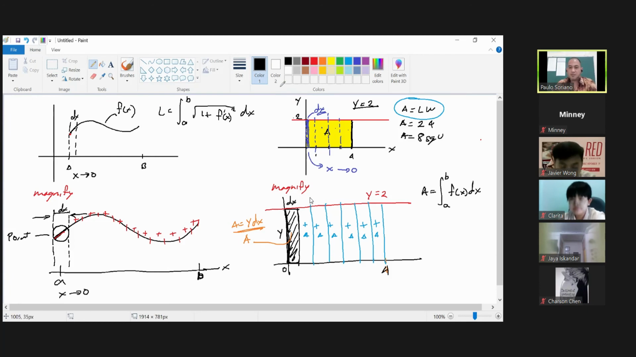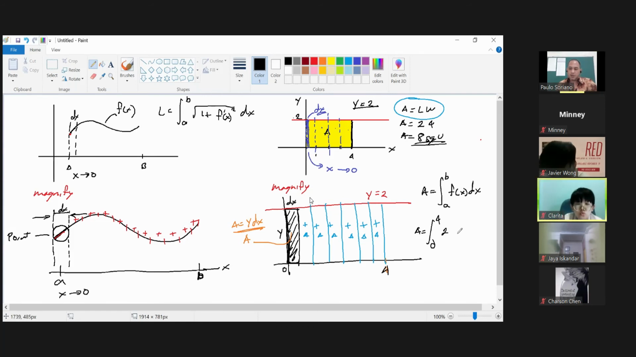Let's test. Okay, let's test. Before you agree, let us test it on this. So we should get 8 square units. So area is now going to give us, from 0 to 4, what is our function? Our function is 2 multiplied by dx, correct? So this is now going to give us what?